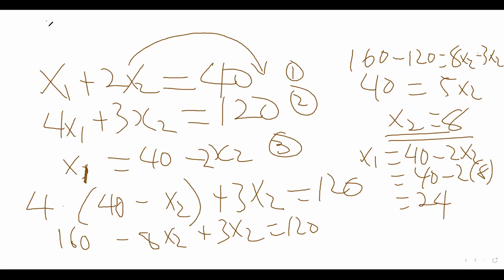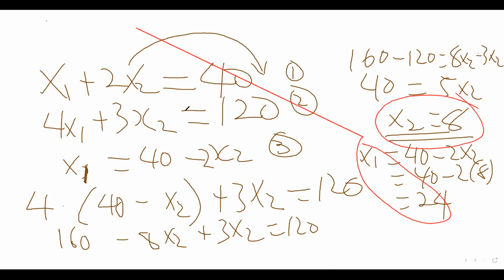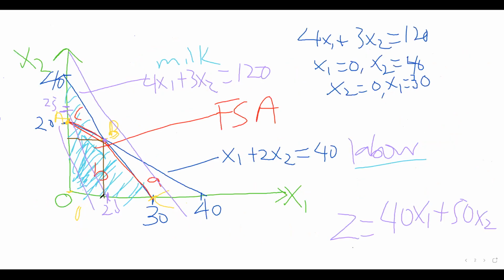Let me just use some different color. Your x1 here is 24. Your x2 is 8. So the values that you wanted from this junction, this x1, was 24, and here the value is 8. So now you know the coordinates for B.